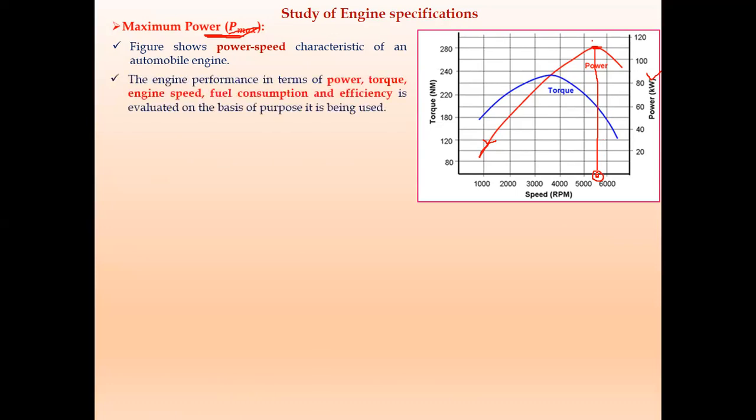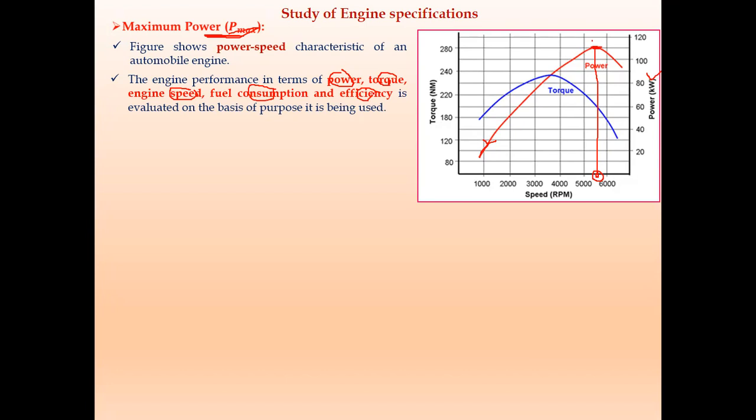So the engine performance, or we can say performance of engine, is in terms of power. Another important term is torque. Next, we have speed and fuel consumption and efficiency. So these are the engine performance parameters, and these parameters are very much important.